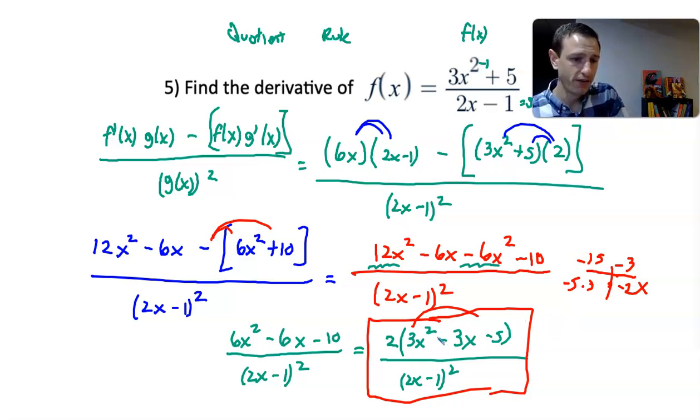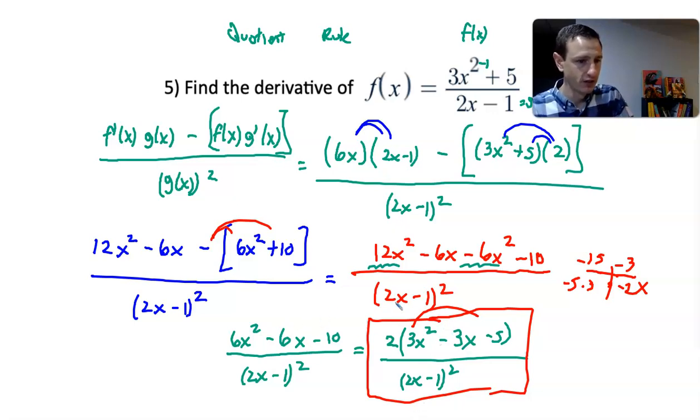sometimes this might factor and give us a factor of 2x minus 1. Then that would be able to simplify with the 2x minus 1 squared, because we have two 2x minus 1s. 2x minus 1 squared is 2x minus 1 times 2x minus 1. So we have two factors of 2x minus 1. If we got a 2x minus 1 on the top, one of those would cancel out. That's why you always want to check.